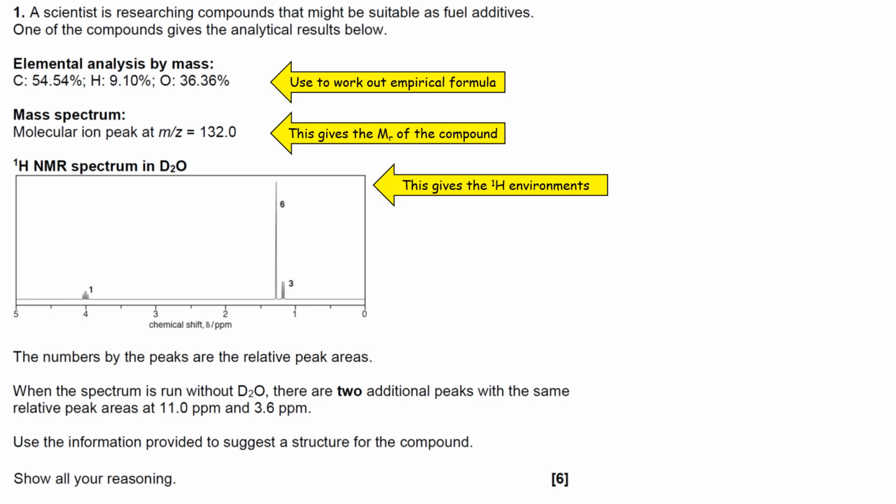The hydrogen NMR spectrum gives us the hydrogen environments, but we need to be aware of the fact it's in D2O, which means that any OH or NH peaks might be missing. There won't be NH peaks in this particular compound because you can see from the elemental analysis by mass there's no nitrogen. So that must mean that the two hydrogen environments that would appear when you run the spectrum without D2O both would have OH in them.